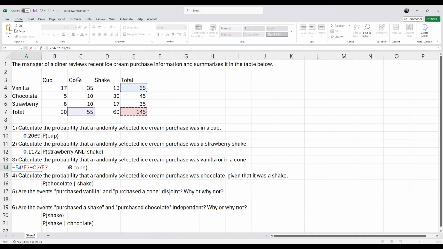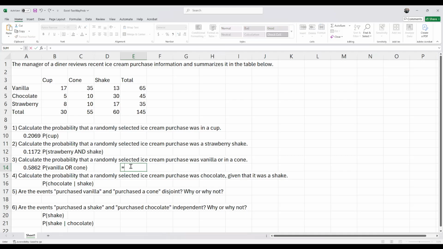But notice if we intersect the column of cones and the row of vanillas, there's a number in the intersection there of 35. It means that those 35 purchases we've counted twice. We included that 35 in the 55, but also in the 65. So since we've double counted those 35, we need to subtract the probability of getting both, which is 35 out of 145. That's going to result in a probability to 4 places of about 0.5862.